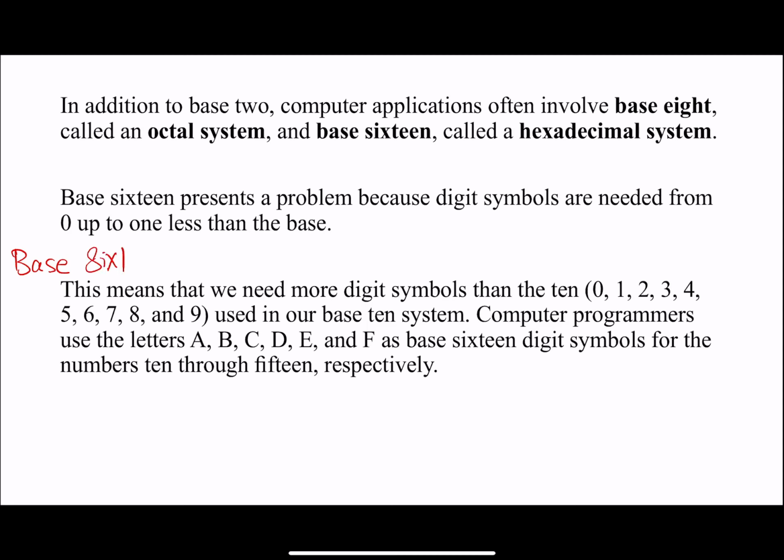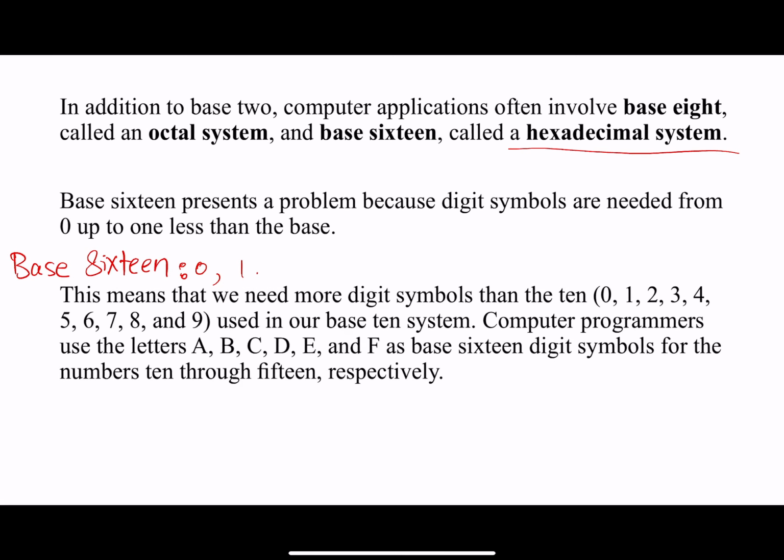Base 16, or hexadecimal: the digits that are allowed are from 0 to 15. So 0, 1, 2, 3, 4, 5, 6, 7, 8, 9. If I write 10, it's like I'm working in base 10, but I'm working in base 16, or hexadecimal. What should I do? I use letters, okay? So after 9, I use A. A represents 10.